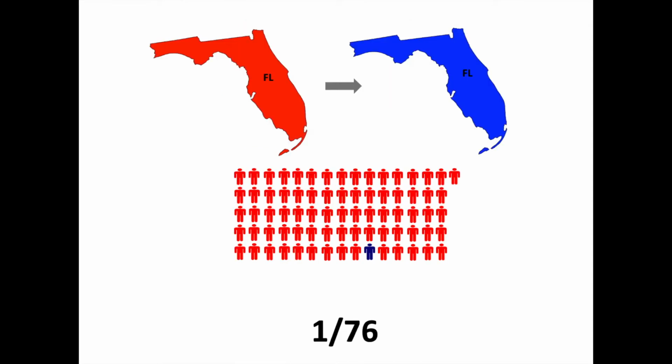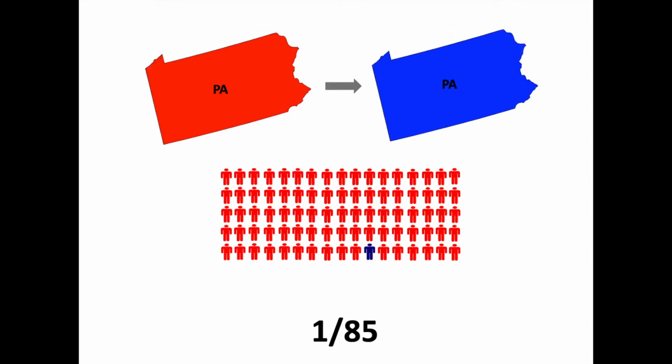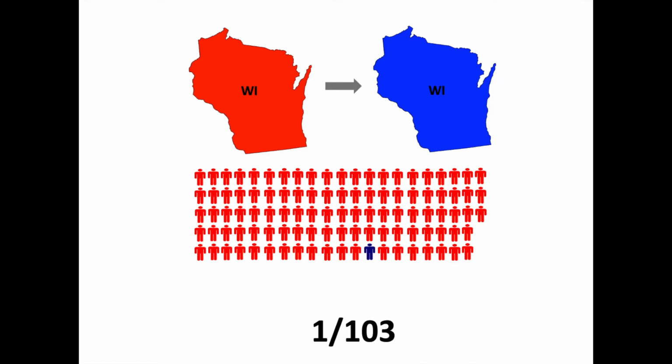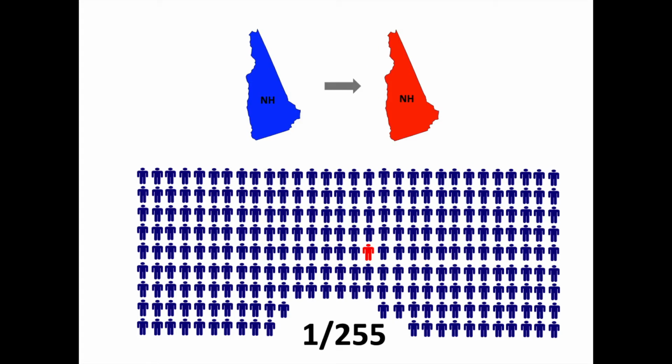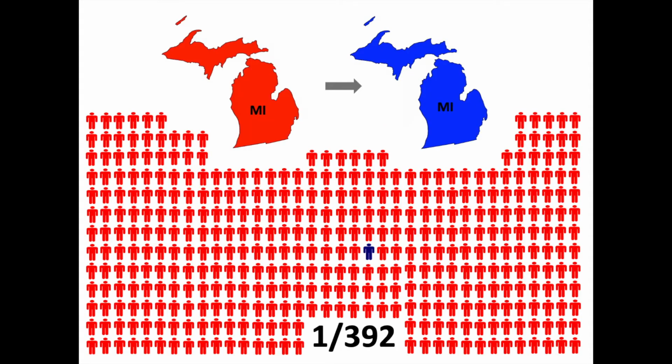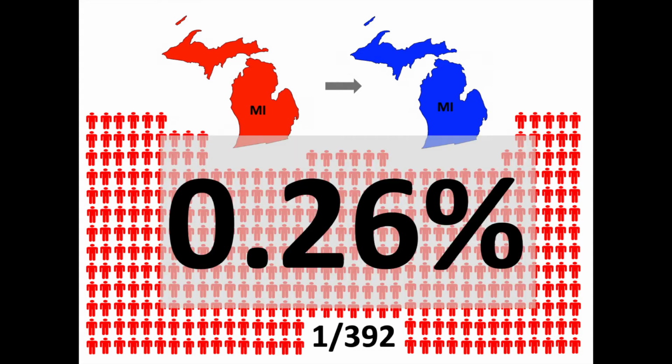In Florida, a flip from red to blue would have happened with a change in 1 out of 76 Republican votes. In Pennsylvania, it's 1 out of 85. Wisconsin, 1 out of 103. New Hampshire, 1 out of 255. And Michigan's 16 Electoral College votes would have shifted from Republican to Democrat if just 1 out of every 392 individuals who voted for the Republican candidate had instead voted for the Democrat. That's less than 0.26% of those voters.